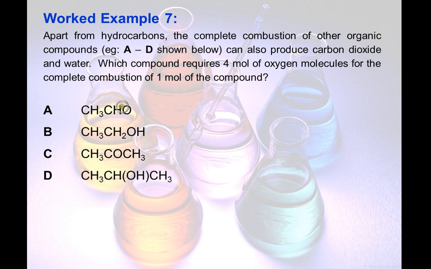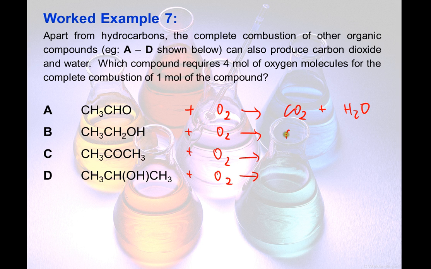These 4 compounds are all organic compounds that contain oxygen. When they burn in oxygen, or combust in excess oxygen, they all produce carbon dioxide and water. So give me a while to write out all the balanced equations. Now I'm going to balance them one by one, and it's a lot easier than you think if you know which sequence to balance them. So let's take a look at option A.